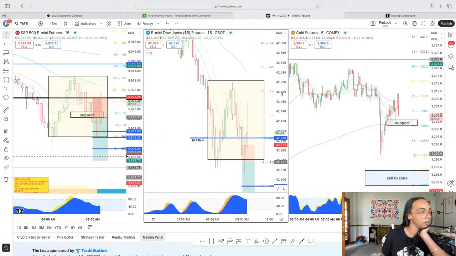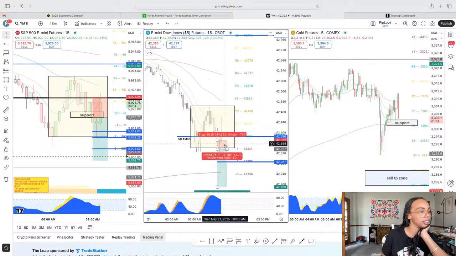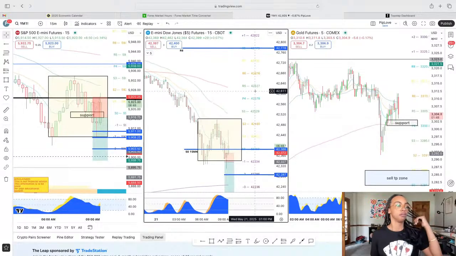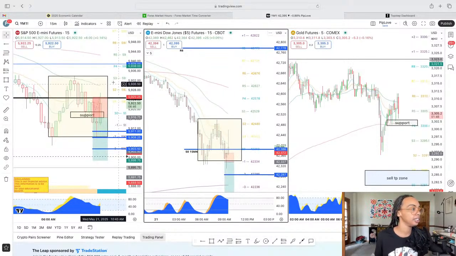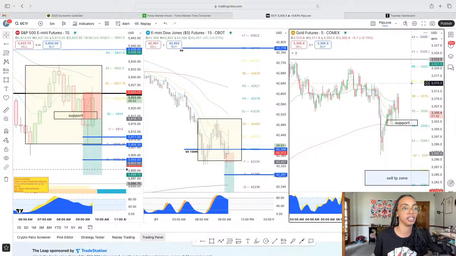Is this our W formation, because we are near the S0 and we're looking for this break to the upside? Or does price still have some selling to do before it continues? You have to wait and see. These days, it's not as clear as it used to be, and that's fine.